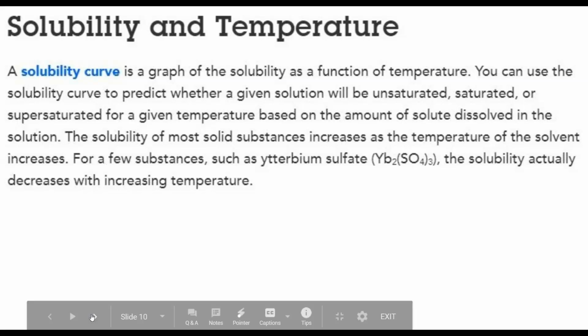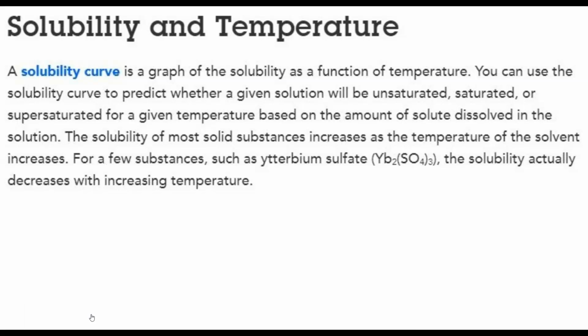So what I'm going to do now is show you a series of graphs that deal with solubility and temperature. Okay, and so a solubility curve is a graph of the solubility as a function of temperature. You can use a solubility curve to predict whether a given solution will be saturated, unsaturated, or supersaturated for a given temperature based upon the amount of solute dissolved in the solution. The solubility of most solid substances increases as the temperature of the solvent increases, but there are some examples, like here you have ytterbium sulfate, the solubility will actually decrease, but usually they increase.